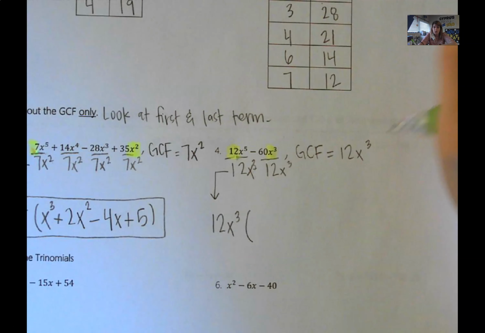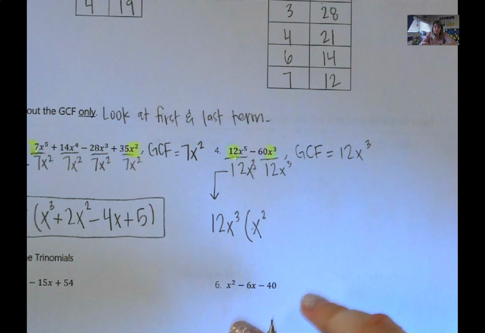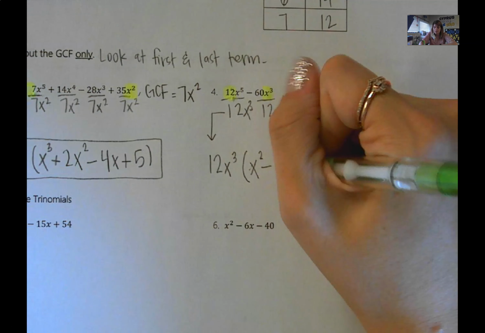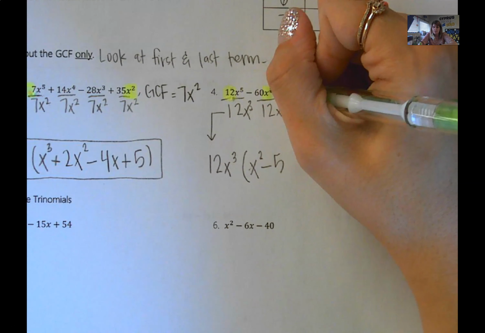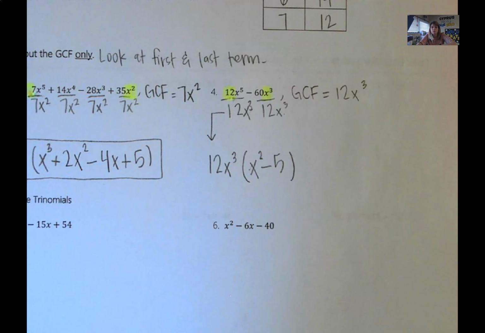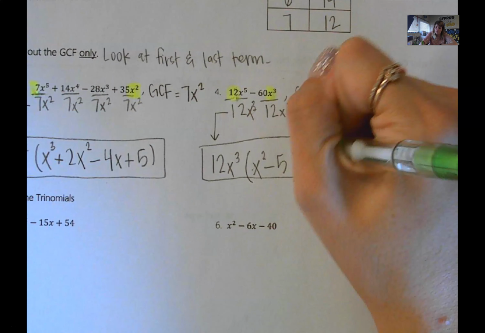12 divided by 12 is 1. That's exactly what we wanted. If you have 5 x's and you take away 3, that gives you x squared. Keep the minus. 60 divided by 12 is 5. If you have an x cubed and you take an x cubed out, they go away. This is your final answer for 4.